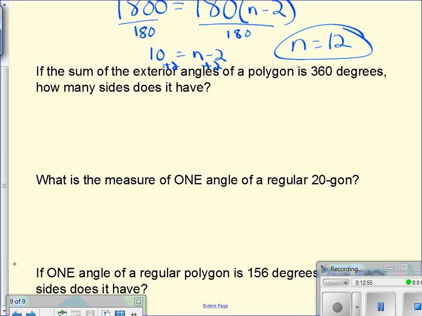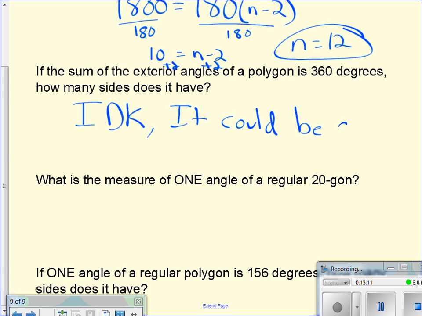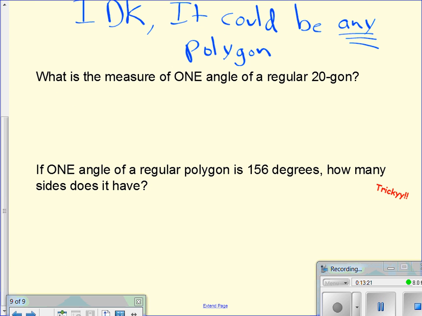Next one, sum of the exterior angles of polygons 360 degrees. How many sides does it have? Well, that's a simple answer. I don't know. It could be any, and I mean any polygon, because all polygons, their exterior angles add to 360. Nice. That's a good one.